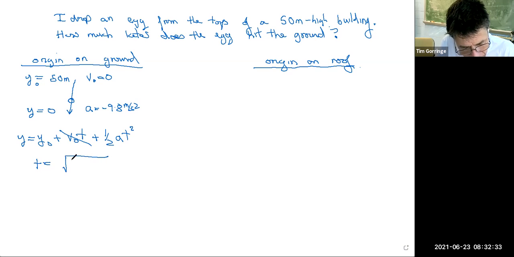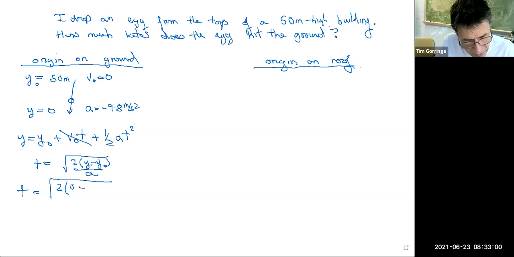If you do that, we get this famous equation for the time it takes an object to fall in terms of the displacement and the acceleration. And we can just fill in the numbers here. So, 2 times the final position less the initial position, so that's 0 meters minus 50 meters, divided by the acceleration, minus 9.8 meters per second squared.